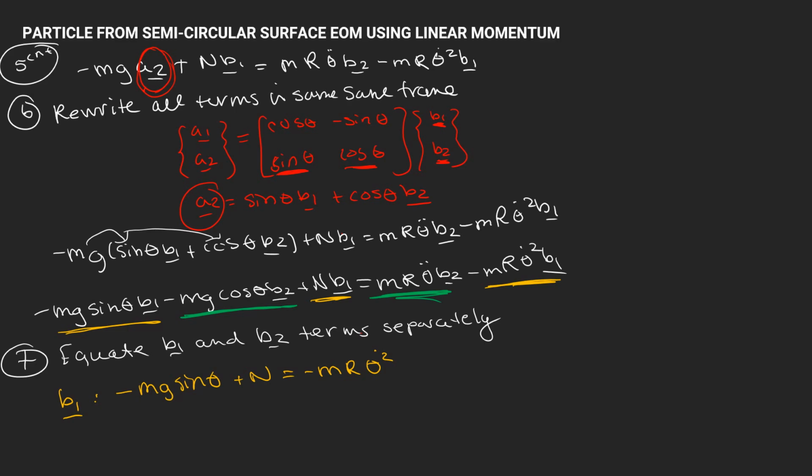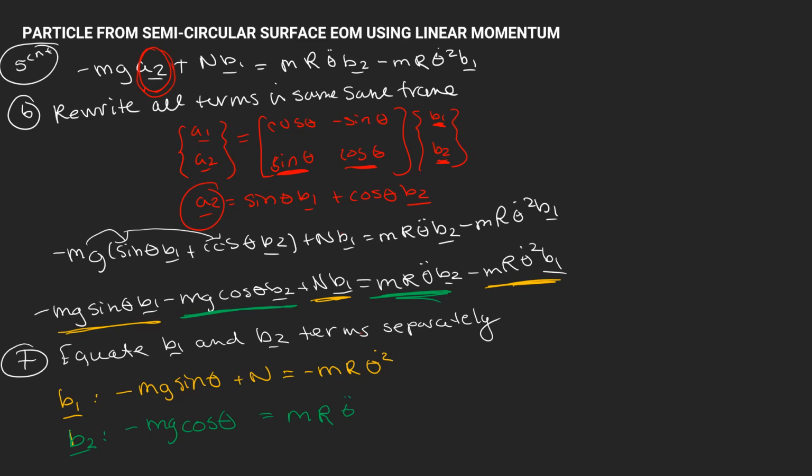And I'm actually going to keep doing this. I'll probably only by mistake ever actually write out the b1 or b2 in the future, but I wanted you to know why those disappear. And then we have our b2 terms. So again, on the left-hand side of that equation, we have negative mg cosine theta, and on the right side we have mr theta double dot. See, only by accident.